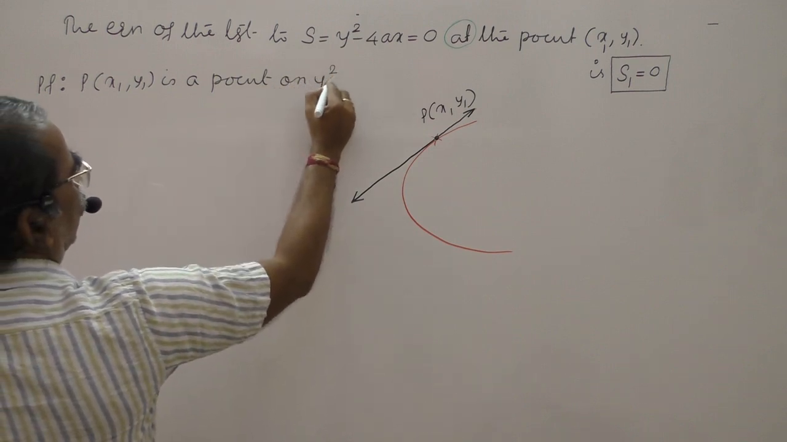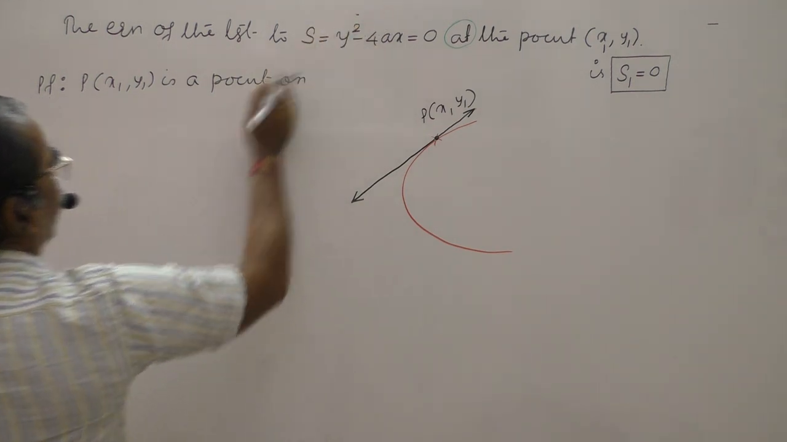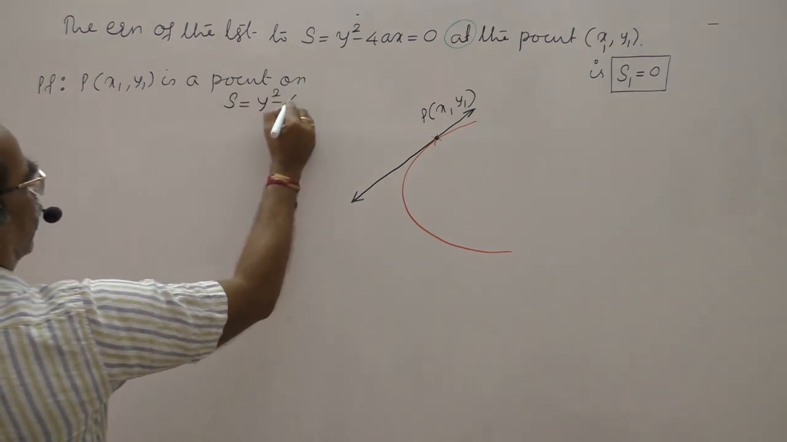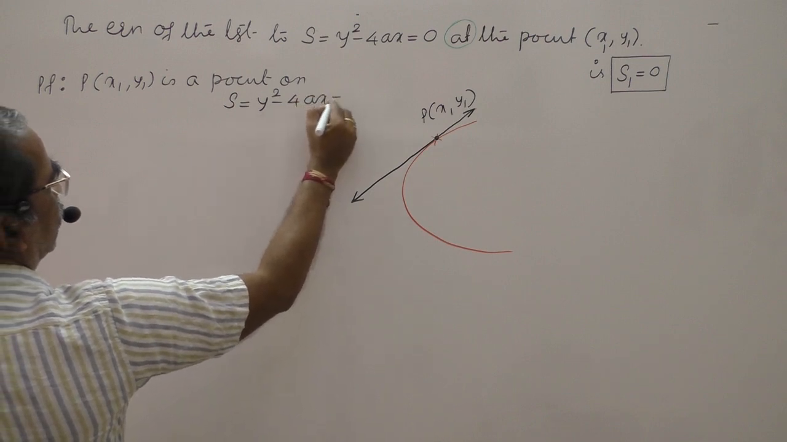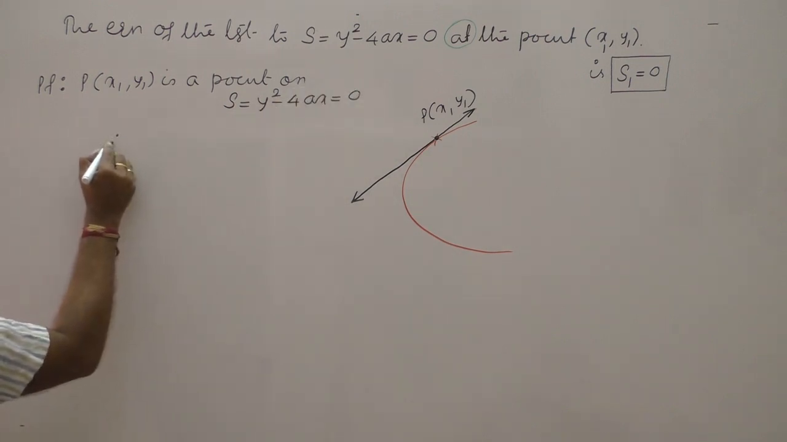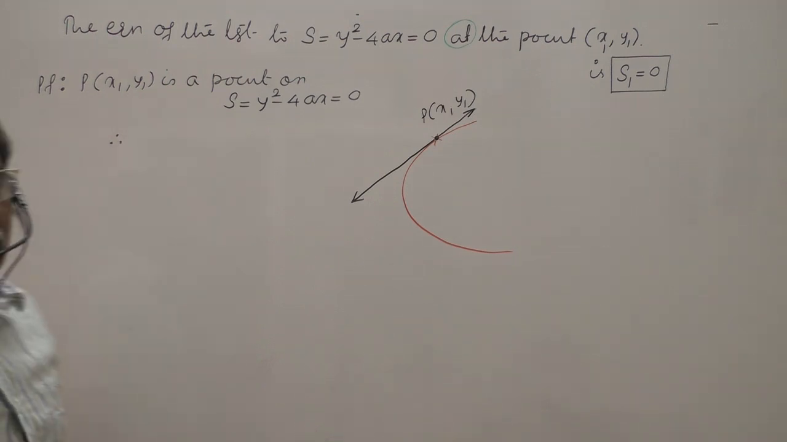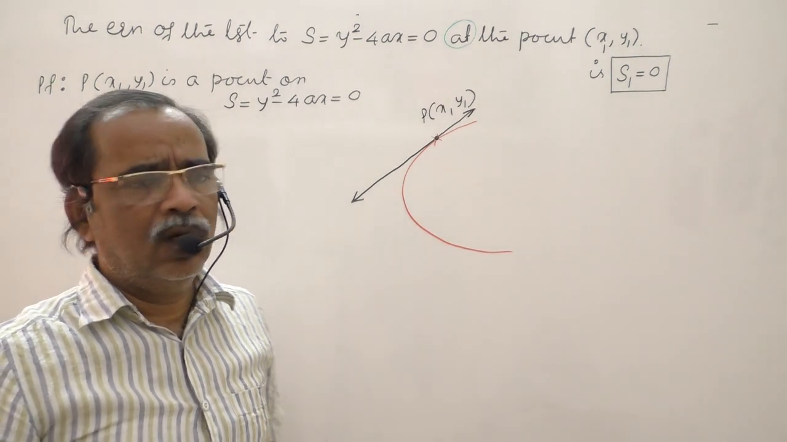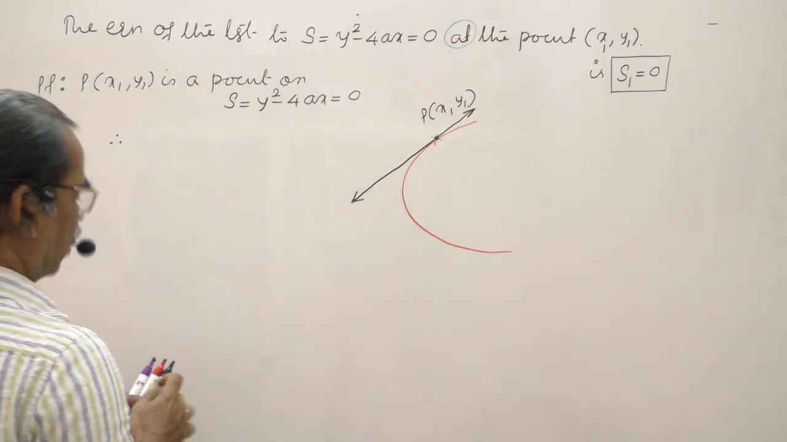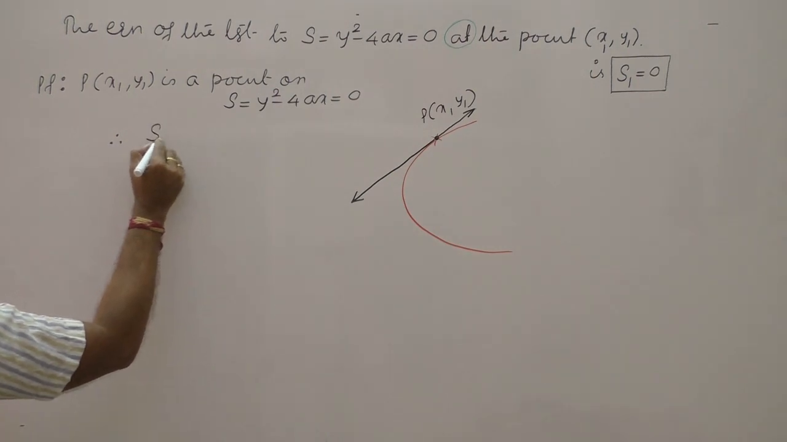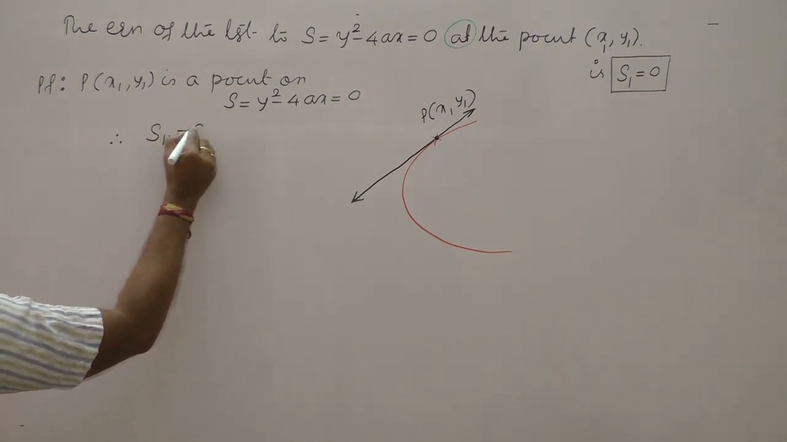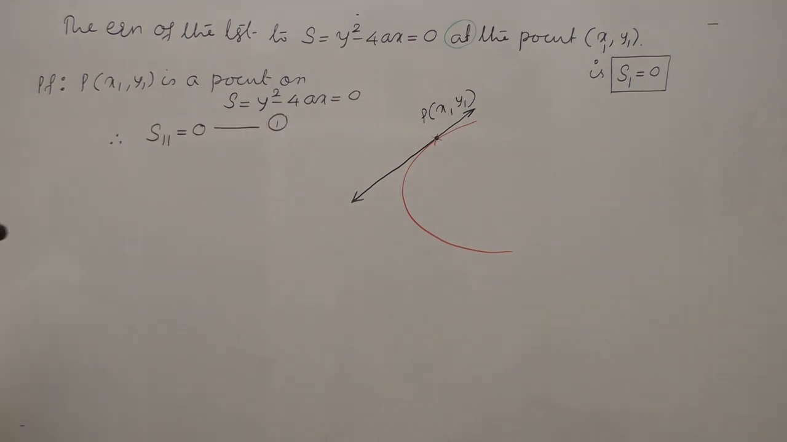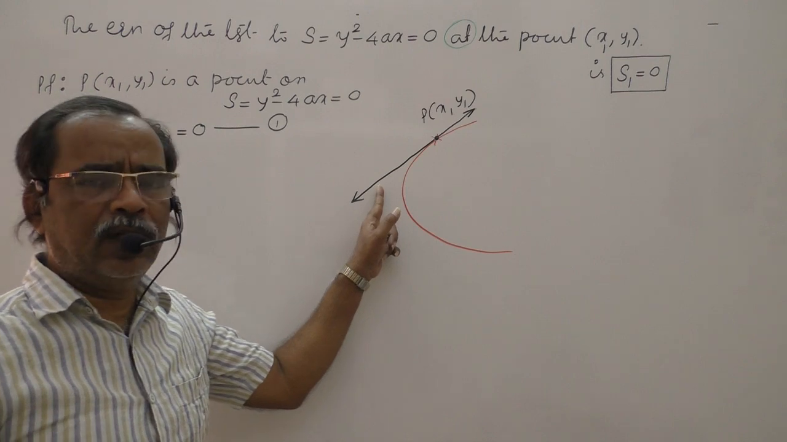Point on the parabola y square equal to 4ax, or you can write S is equal to y square minus 4ax is equal to 0. Therefore, just now we have seen about the position of a point with respect to a curve. If the point lies on the curve, then what will be the condition? S11 is equal to 0. Yes, equation number 1. Now let us try to find the equation of this tangent.